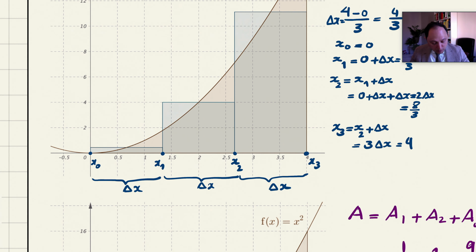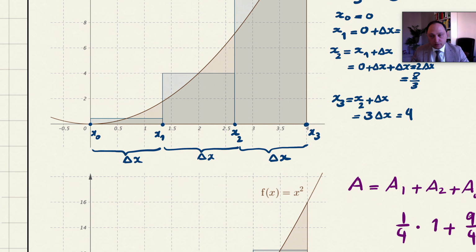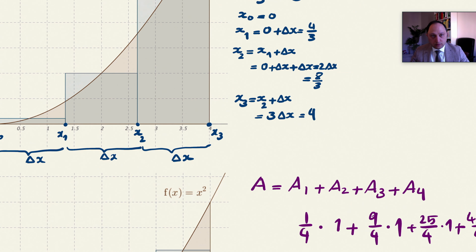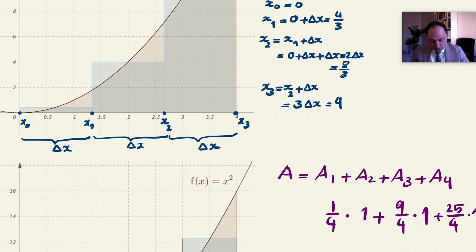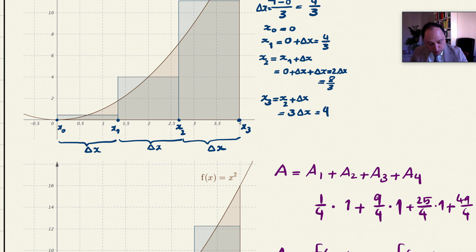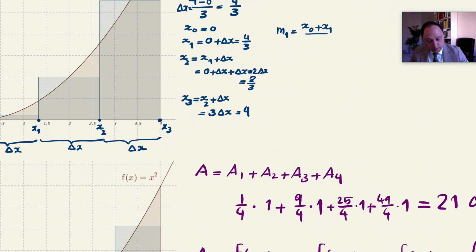And now can you tell me what is the first midpoint? 4 over 6. Yes, how did you calculate that? So the first midpoint is the left hand side x naught plus the right hand side point divided by 2. Yes, so what would be the answer? As you said, 0 plus 4 over 3 divided by 2, so it is 2/3.